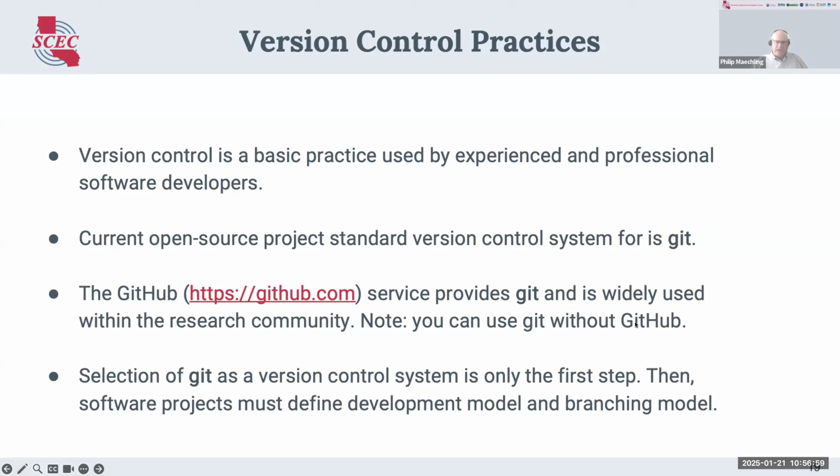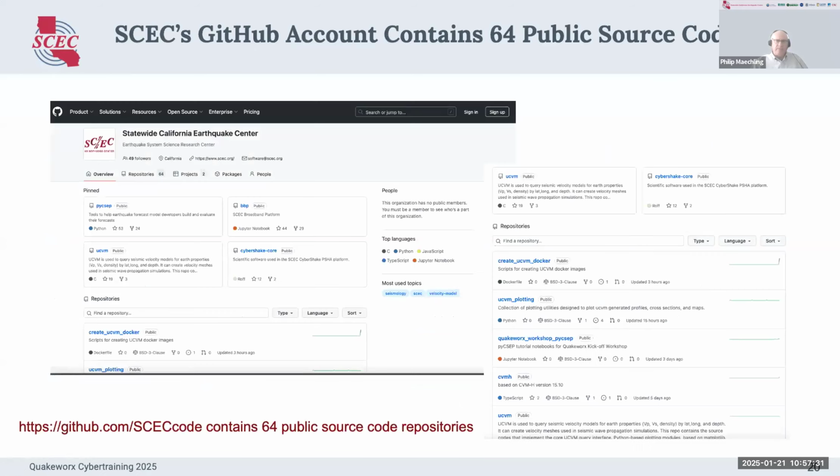For example, there's a GitLab service, I believe. You can implement your own Git server, but for practical purposes, working with GitHub is a commonly used practice. But once you've selected Git as your version control, there are other steps. You also need to define your development approach and your branching model. I'll briefly describe some of those issues, but this is not a tutorial on how to do that. So let me start here.